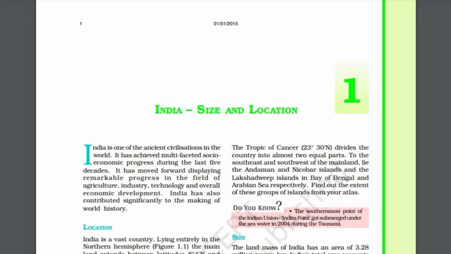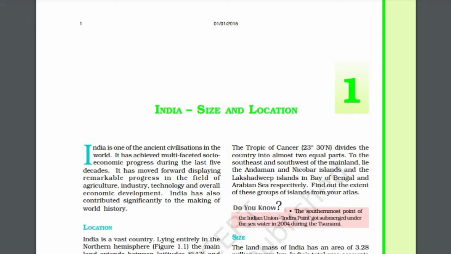The Tropic of Cancer, 23 degrees 30 minutes north, divides the country into almost two equal parts. It means the Tropic of Cancer actually divides India into two equal parts. Now, the Tropic of Cancer is a latitude. It is a name given to the latitude that passes through 23 degrees 30 minutes north.